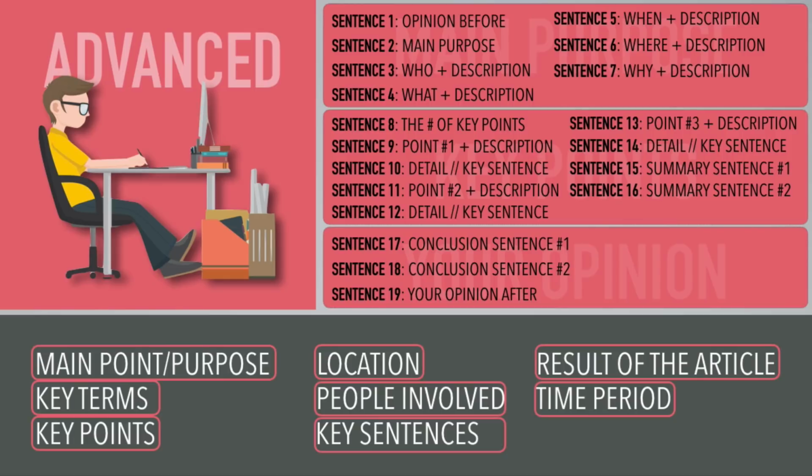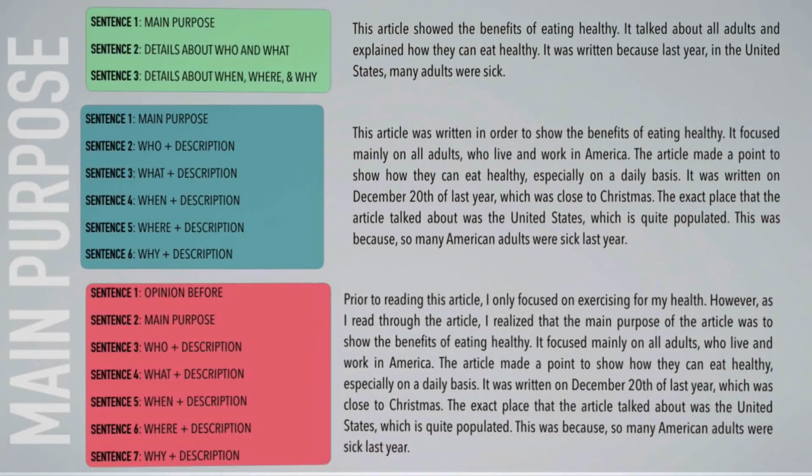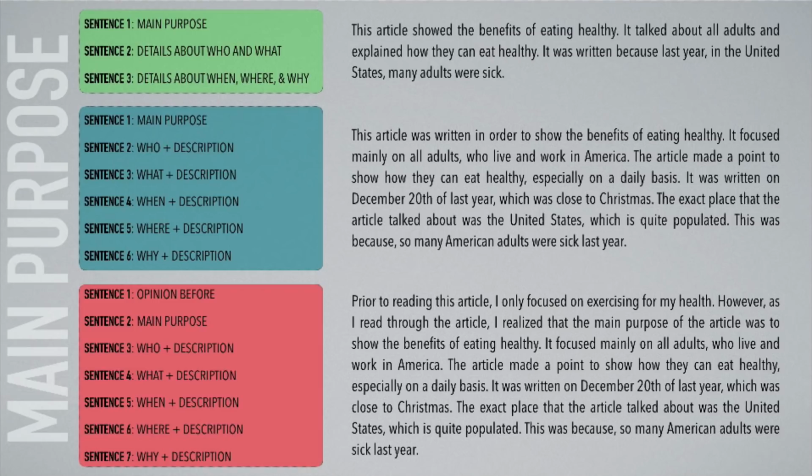Okay, now let's jump right into actually how to write these summaries. Okay, so let's say that we read an article about the benefits of eating healthy. Now, the first section that we need to write for our summary is the main purpose. On the left, we have the 3 different levels: beginner, intermediate, and advanced. So we're going to see how to write the main purpose section based on your level.